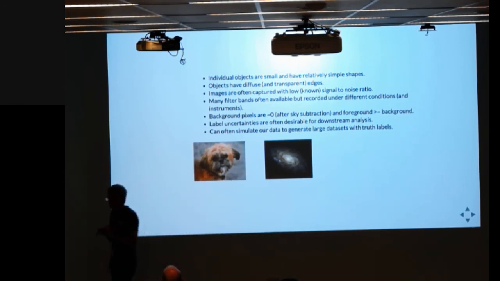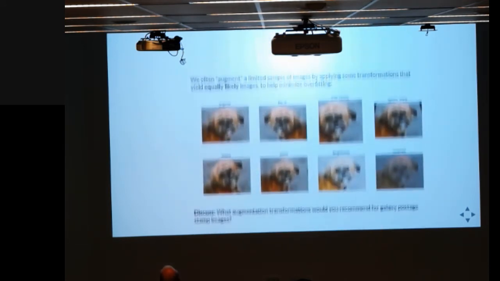I want to have some sort of measure of the uncertainty of that classification. So label uncertainties are really desirable in downstream analysis. And if you just go with an out-of-the-box, off-the-shelf machine learning algorithm, it's generally not going to provide that. And then we talked about the simulations.